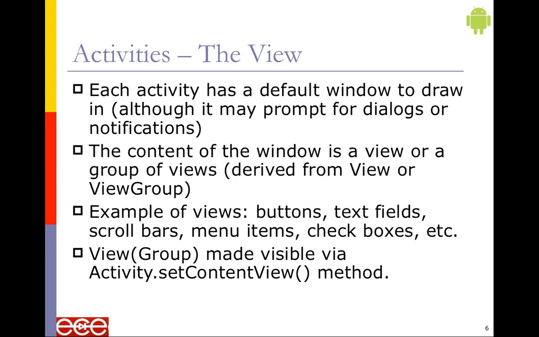So the content of the window is a view or a group of views derived from the view or view group, as we saw last week actually. I believe I gave you views last week. An example of views are buttons, text fields, scroll bars, menu boxes, and things of that nature. A view group is made visible by the setContentView method, where, content, not context. There's a context actually, to set the context, so not to confuse that.